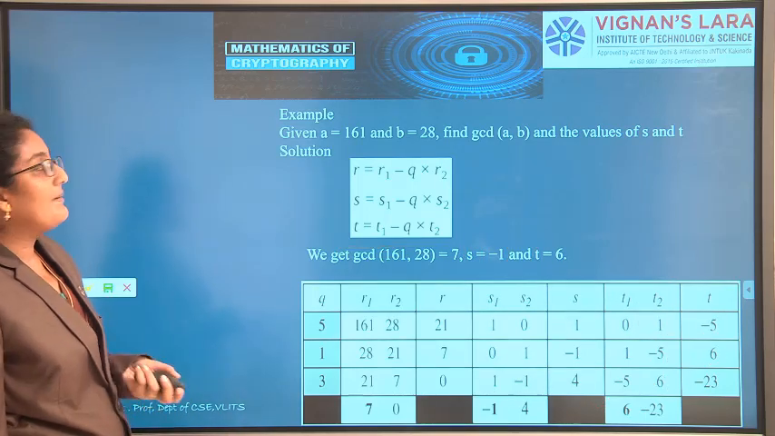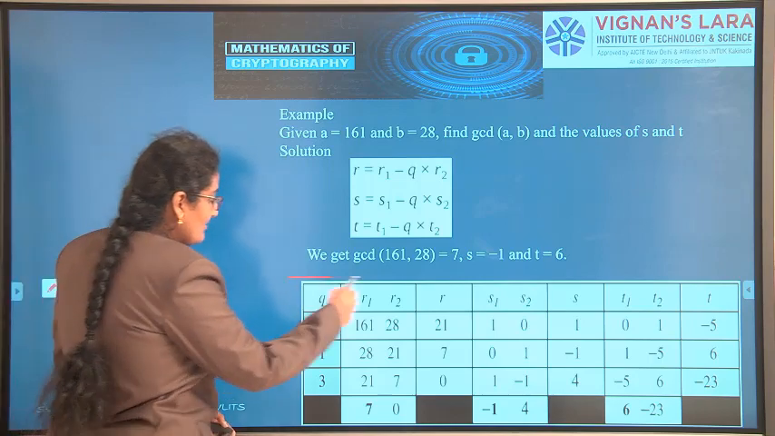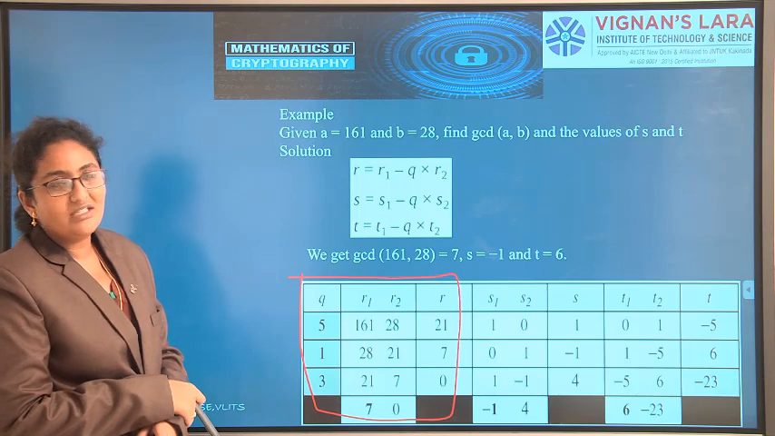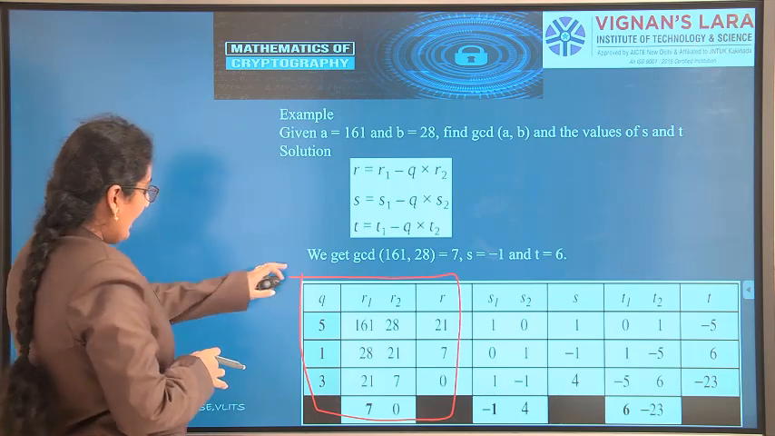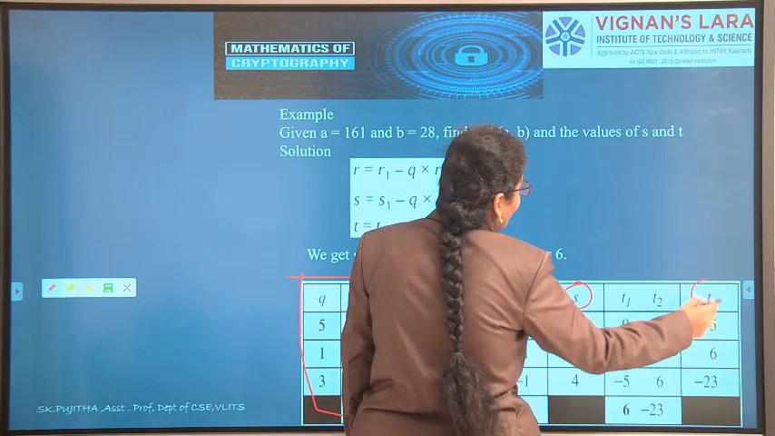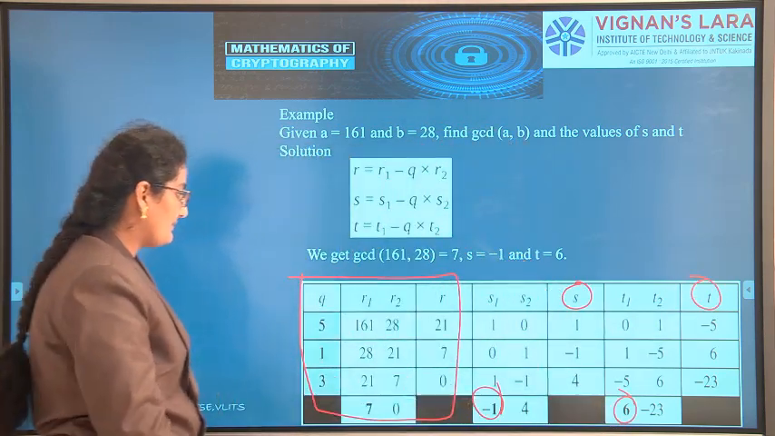So this is the example for the extended Euclidean algorithm. It uses the same process for calculating GCD that we did in the Euclidean algorithm. In addition, we are calculating some S values and T values. T is 6, S is minus 1.